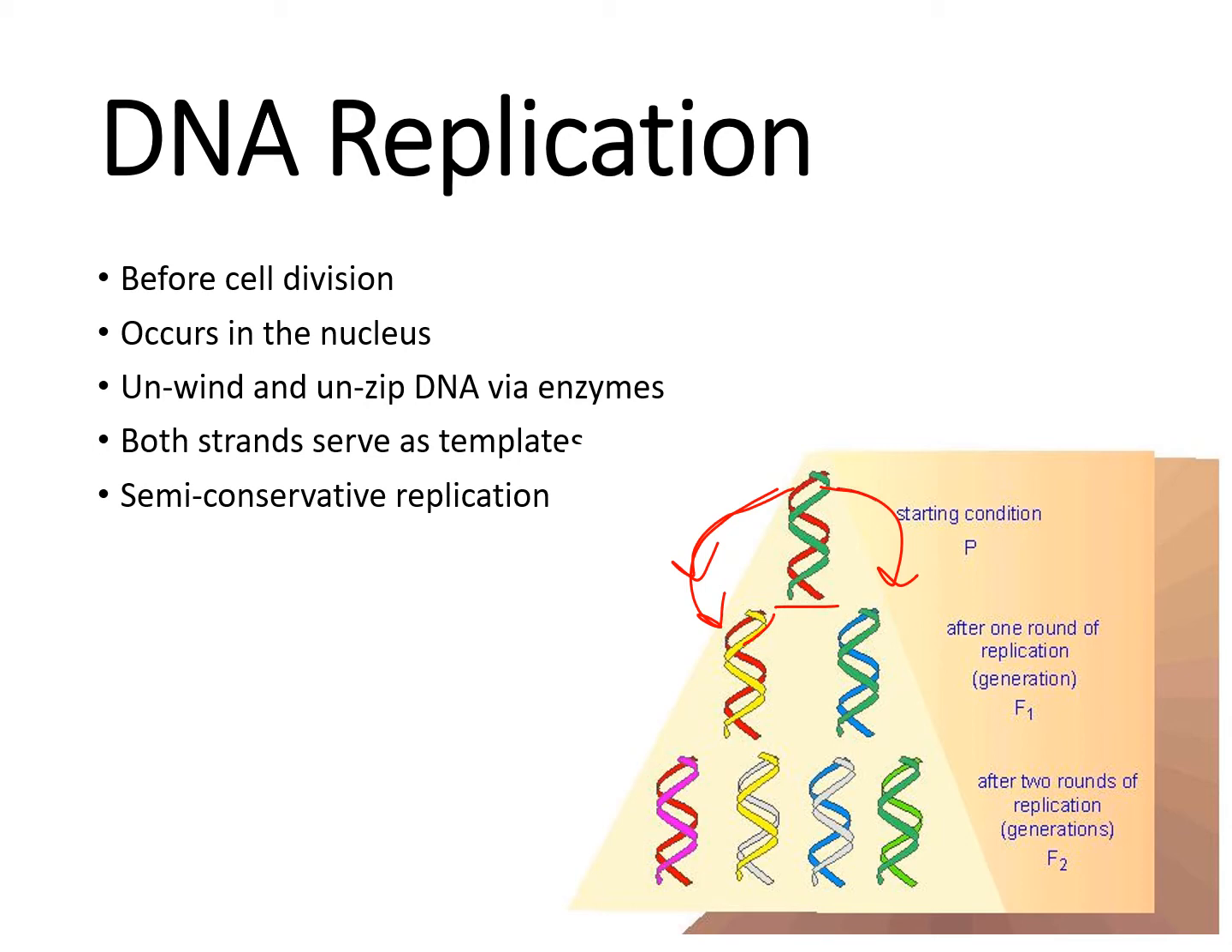The green strand also serves as a template. So the green strand is from the original DNA molecule, and then the blue strand is newly synthesized. So semi-conservative means that in the daughter molecules of DNA, you have 1 original strand and 1 newly synthesized strand.